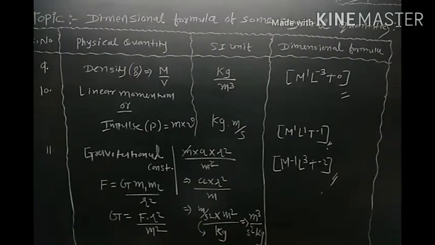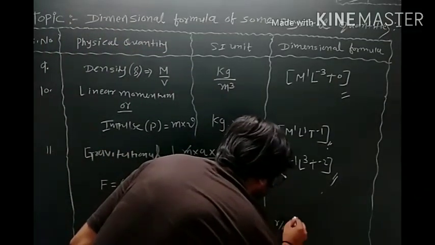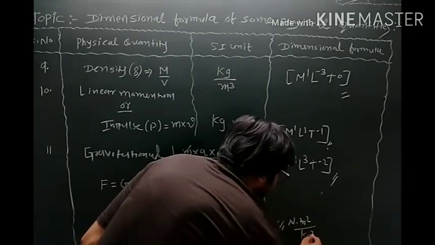Or also we can write the SI unit of gravitational constant: force is measured in Newton and r square is meter square by kilogram square. So we can write the unit of gravitational constant is Newton meter square by kilogram square also.